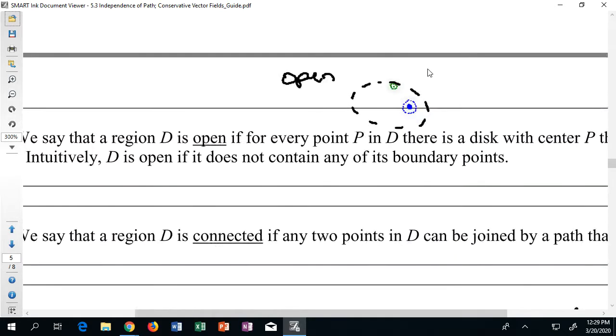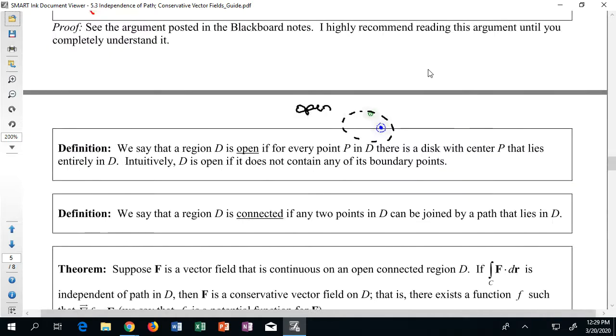A region that is not open wouldn't have this property. That would be easy to see, because if I included the boundary and then selected a point on the edge, no matter how big of a circle I draw around it, I'm definitely going to be collecting points that aren't inside the original region. So this is what we mean when we say a region is open.